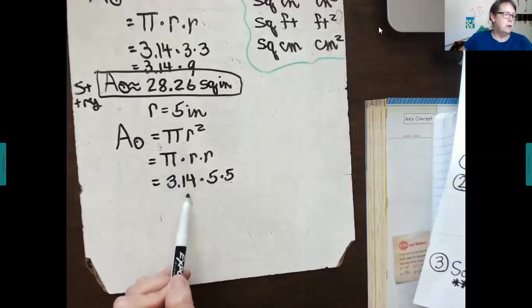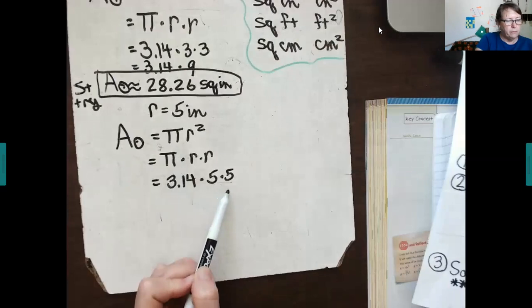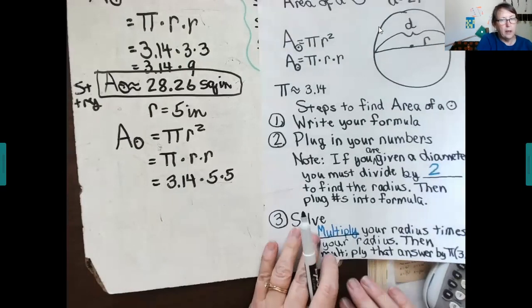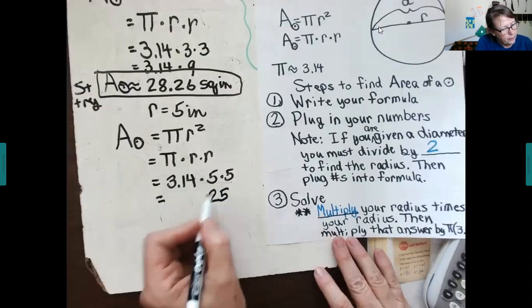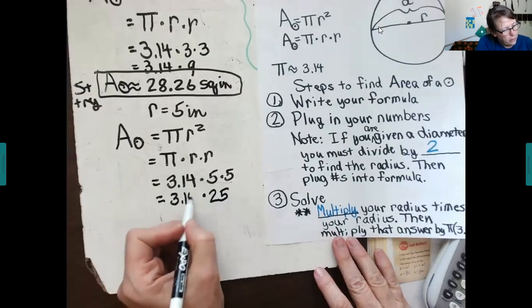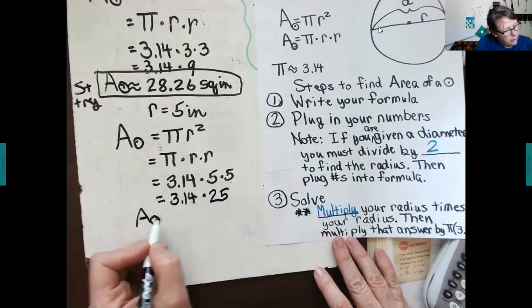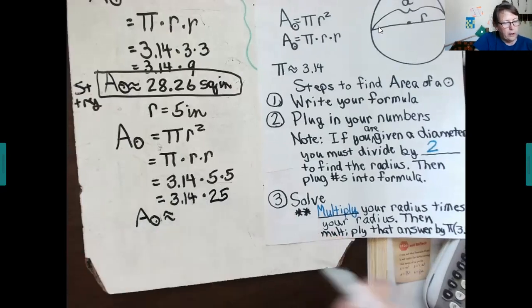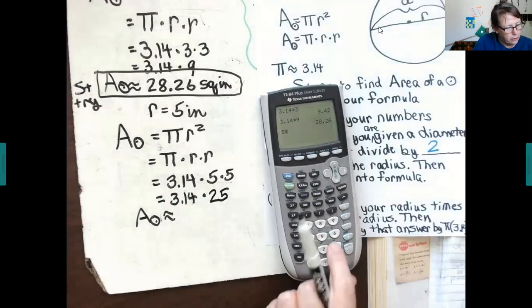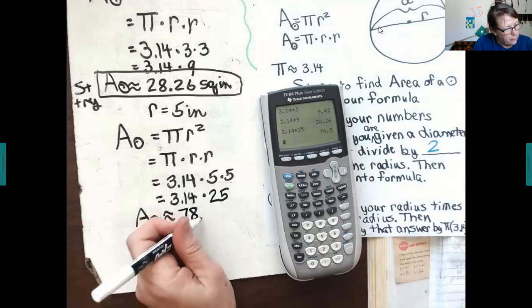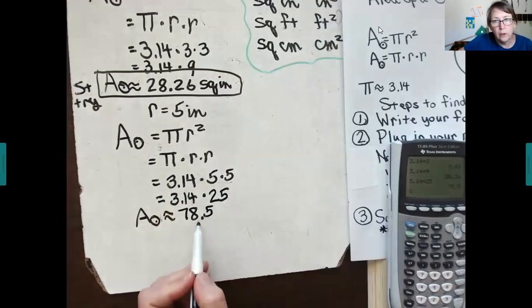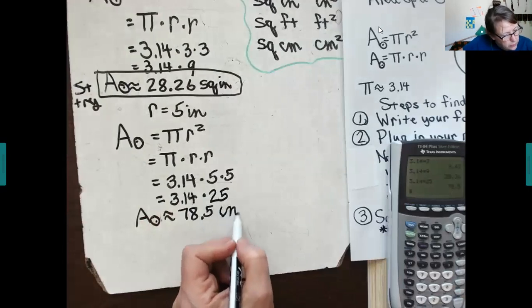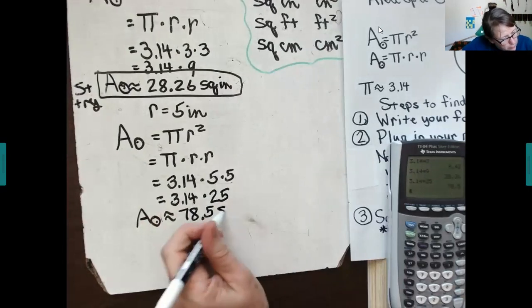Formula broken out, plugging in the data, plugging in the information there. Now we're going to solve. We're going to multiply our radiuses. Radius by radius is 25. So if I have a radius of 5 inches, I'm going to plug in 3.14 times 25. And I get about 78.5. Remember to square my label. This answer alone is no good. You've got to have the label in square inches.